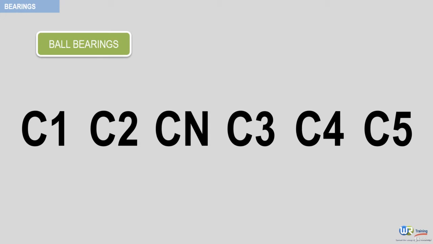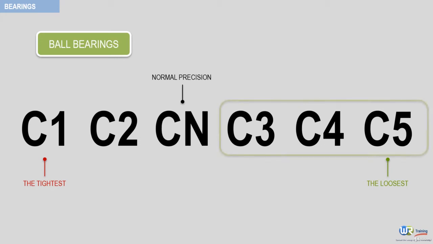The CN code is the normal, standard, or average precision. The C1 code is the most precise tolerance bearing, so the tightest bearing. And the C5 code is the least precise tolerance bearing, so the loosest bearing. A bearing without a stated code is normally a CN rating. Standard pump bearings are mostly C3 or higher, slightly forgiving and loose.